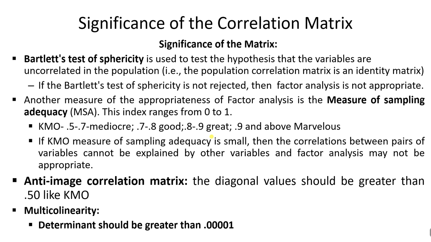So in SPSS, or in other software, this statistical principle is not required. There you will run the analysis and you will get an output, the anti-image correlation matrix, and you have to go to the diagonal values of the anti-image correlation matrix. And like KMO, if all values are 0.5 or higher, then the correlation matrix is appropriate.